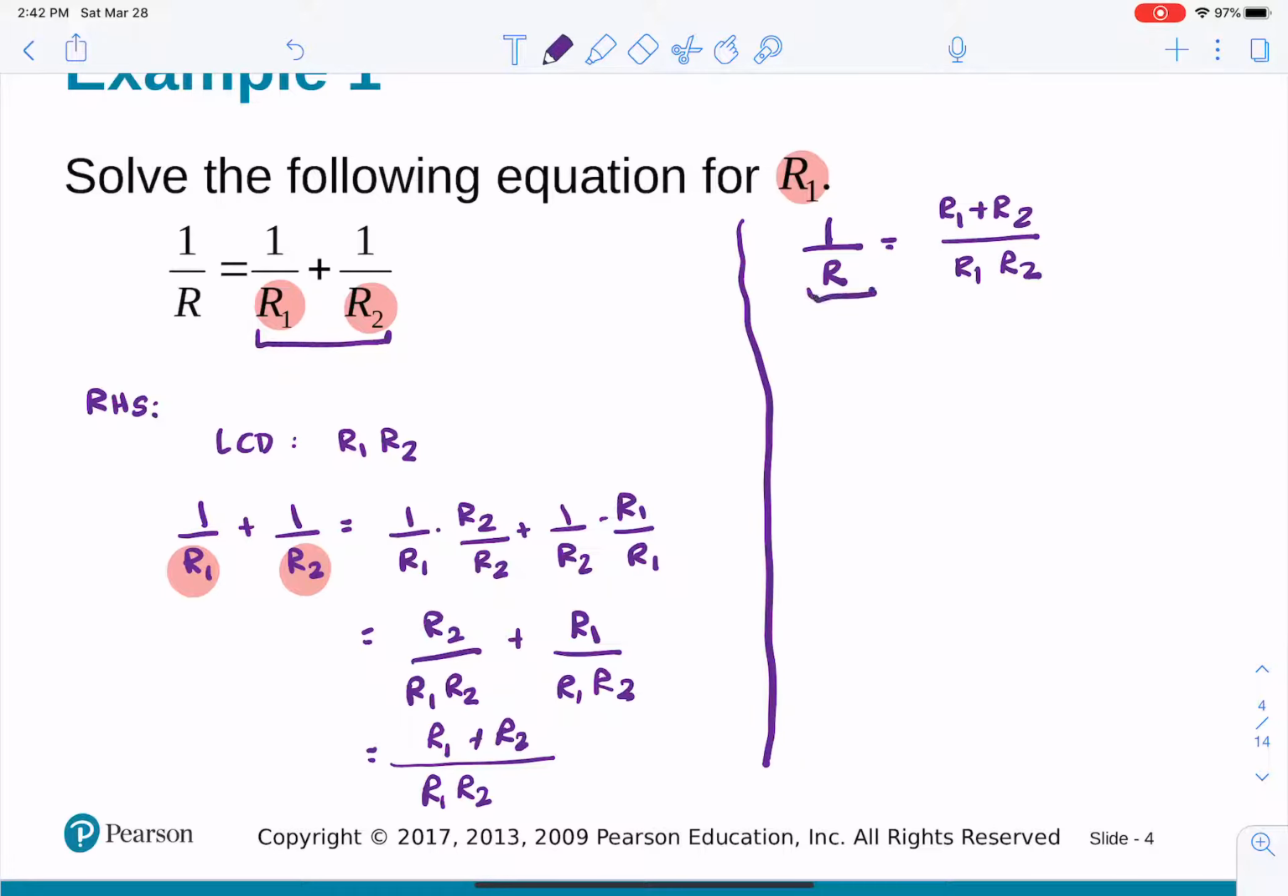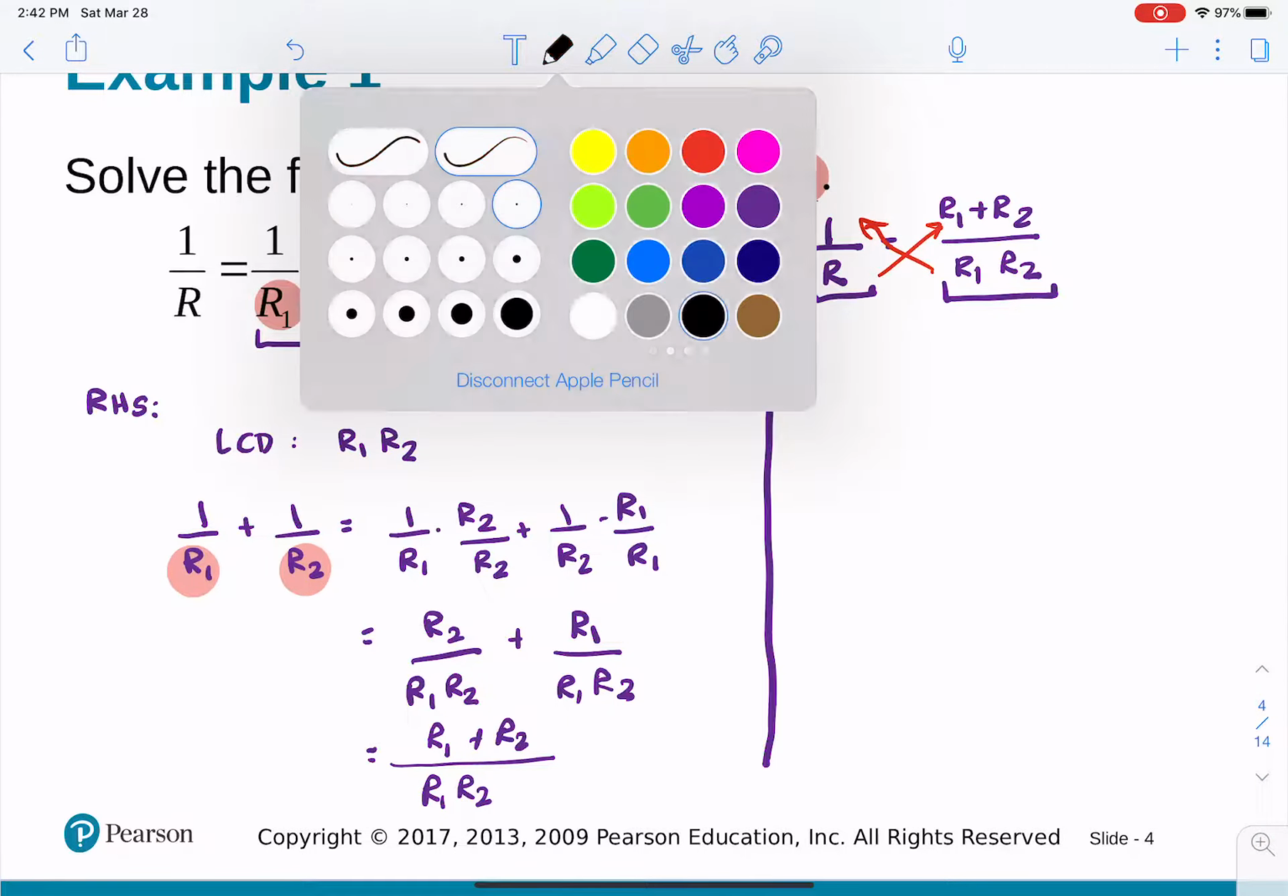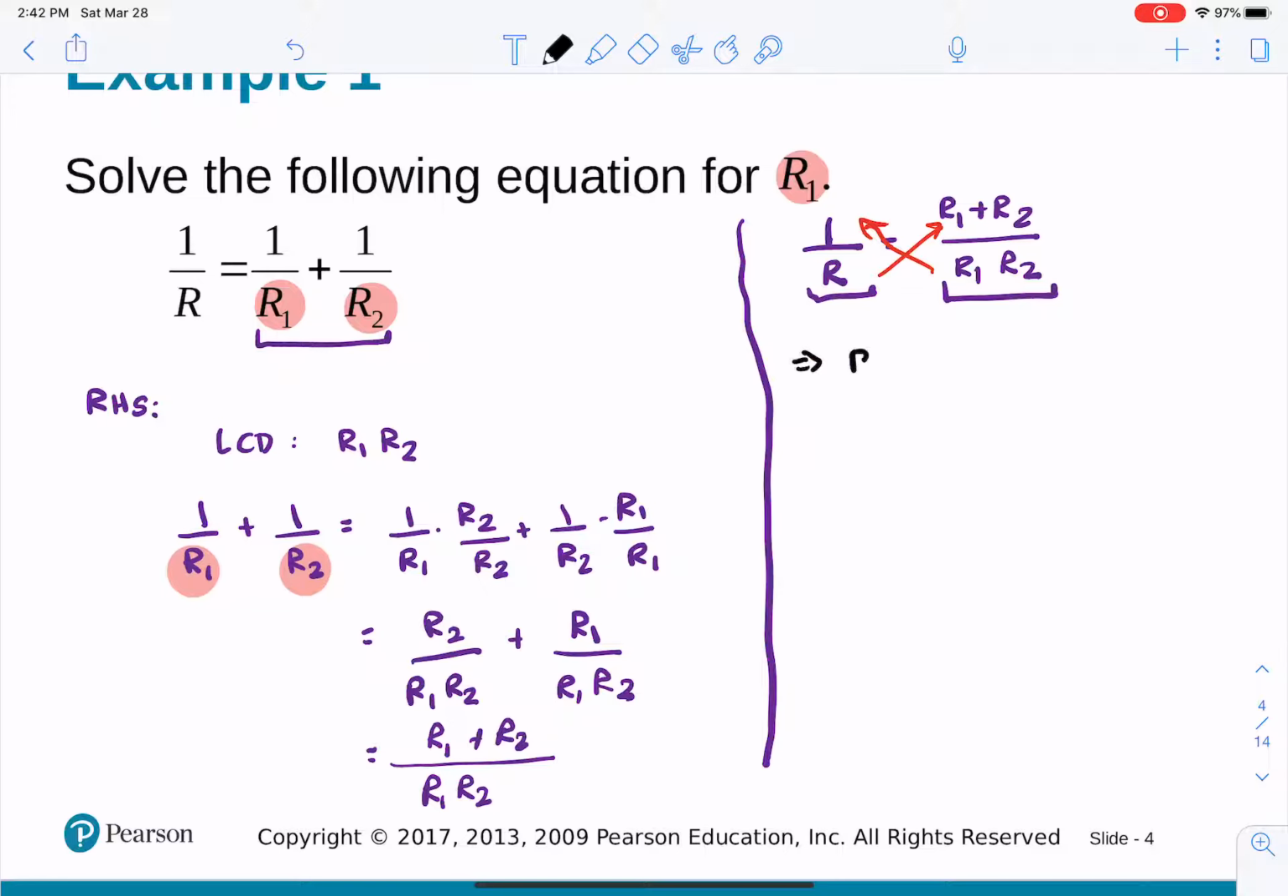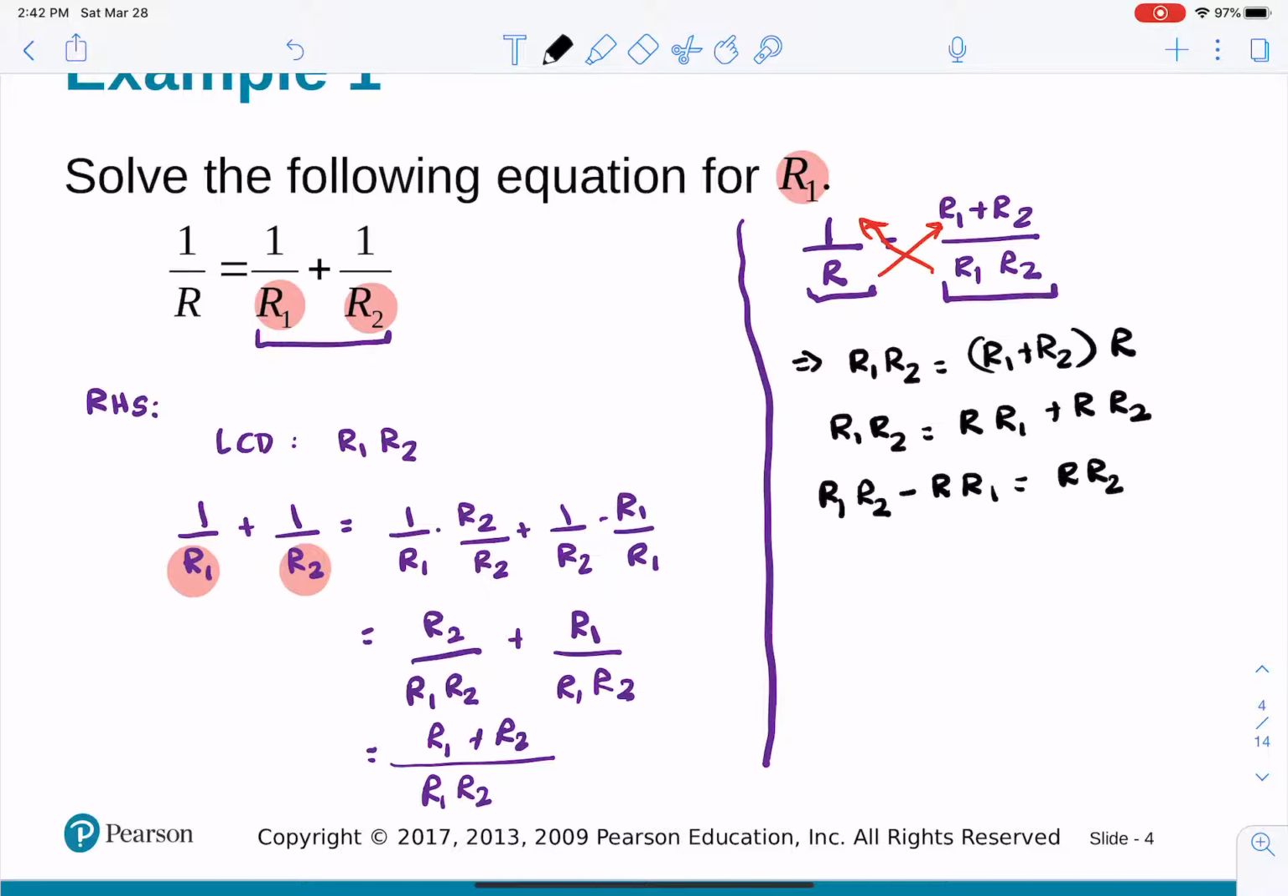So we have one term on the left hand side, one term on the right hand side, so we could cross multiply, which would mean r1 r2 is equal to r1 plus r2 times r. We want to solve for r1, so r1 r2 would equal r times r1 plus r times r2. Move all terms containing r1 to one side, so r1 times r2 minus r times r1 equals r times r2 minus r2.